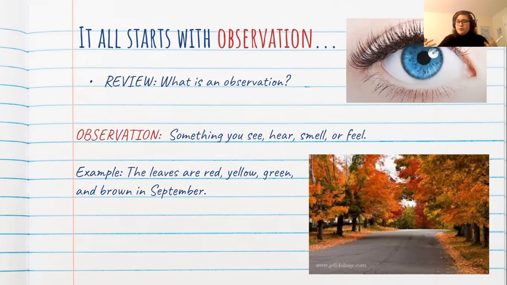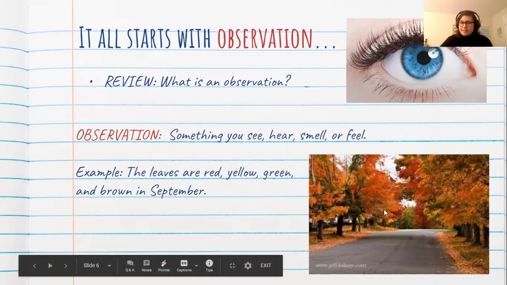So one example that we might use of an observation is that the leaves are red, yellow, green, and brown in September. This is something that we can see. If we look at this picture right here, we can clearly see all of those different colors in the picture.